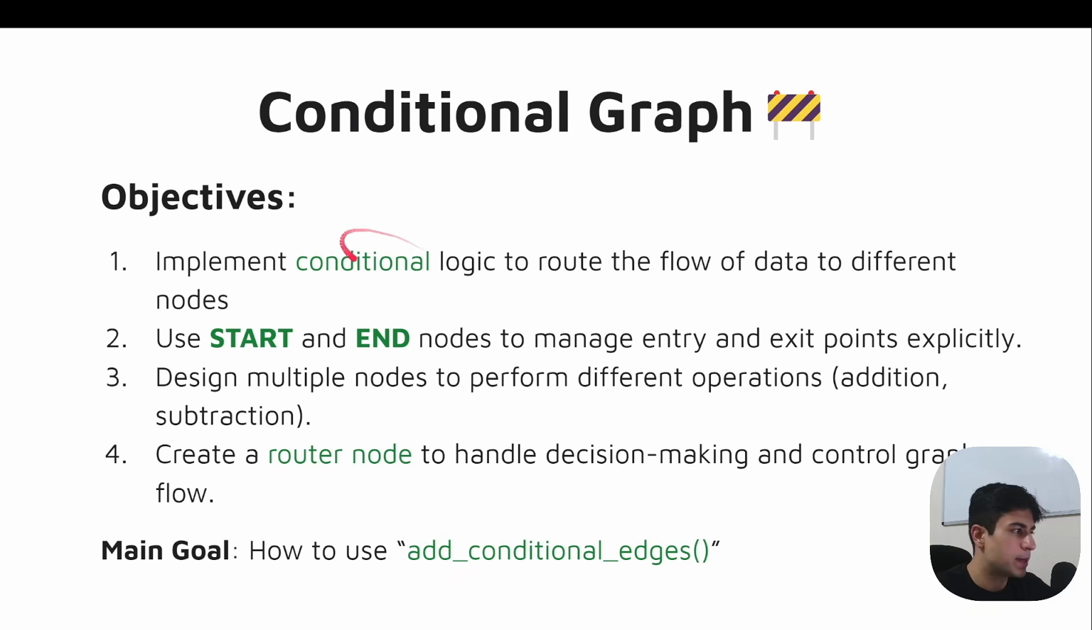And so we will be implementing conditional logic to route the flow of data to different nodes. We will be using the start and the end nodes to manage entry and exit points. We will be designing, again, using multiple nodes to perform different operations, such as addition and subtraction. And we will be able to create a router node to handle decision making and control the graph flow. So the main goal is really how we can use this inbuilt function, which allows you to create conditional edges in LangGraph. All right, exciting stuff. I'll see you at the code.